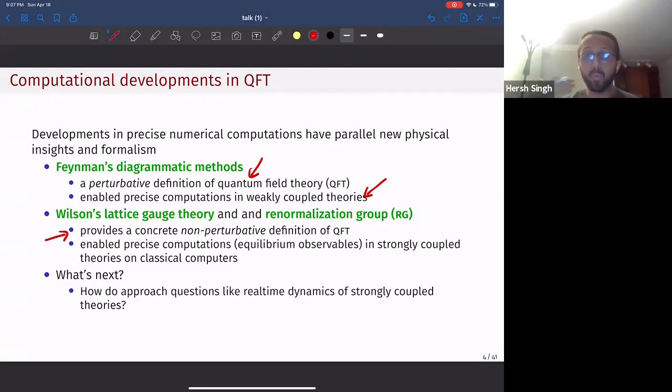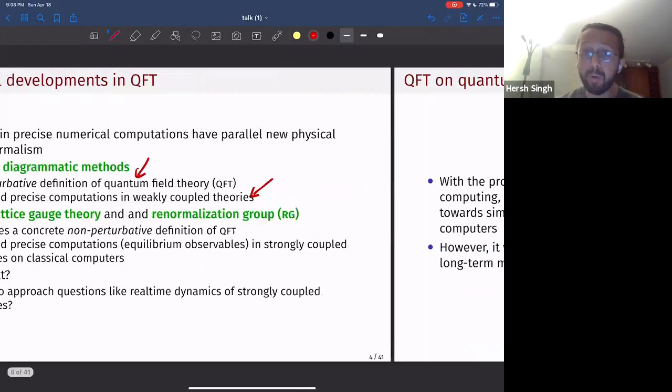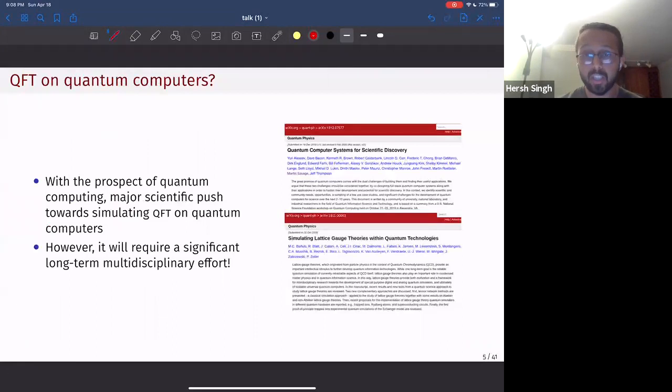So you might ask, where do we go from here? How do we now approach questions like real-time dynamics of strongly coupled theories, where neither of these methods apply? And one possible answer to such a question might come from quantum computers. With the advent of quantum computing and some really amazing developments in hardware over the last few years, there's now a large push in simulating quantum field theories on quantum computers, right?